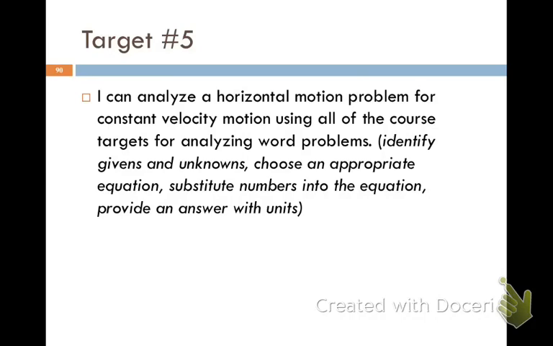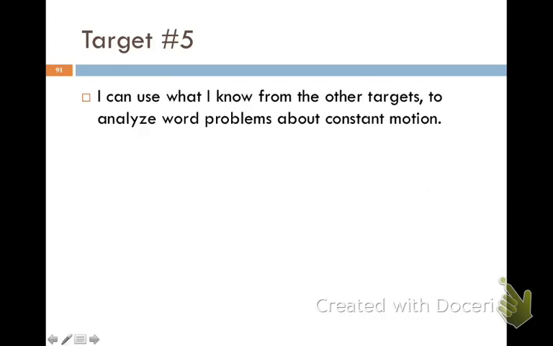So we're going to be working on target 5 today, and you can kind of see it's a little complicated, and it's important to understand how this target breaks down, but I'm going to go ahead and simplify the target. So basically what target 5 is saying is I can use what I already know from the other targets from this unit to analyze word problems about constant motion. So we're going to go to average speed, and we talked about speed and velocity before, but we're going to talk about this idea of average speed.